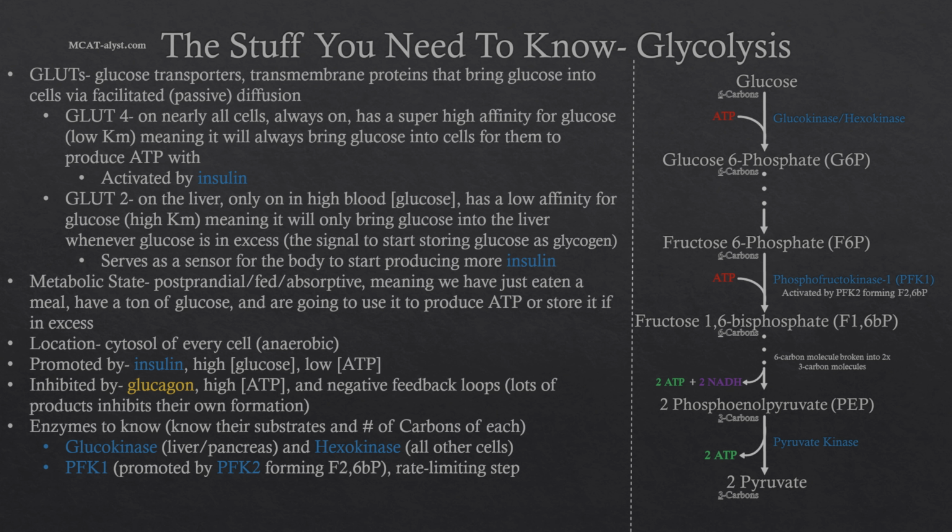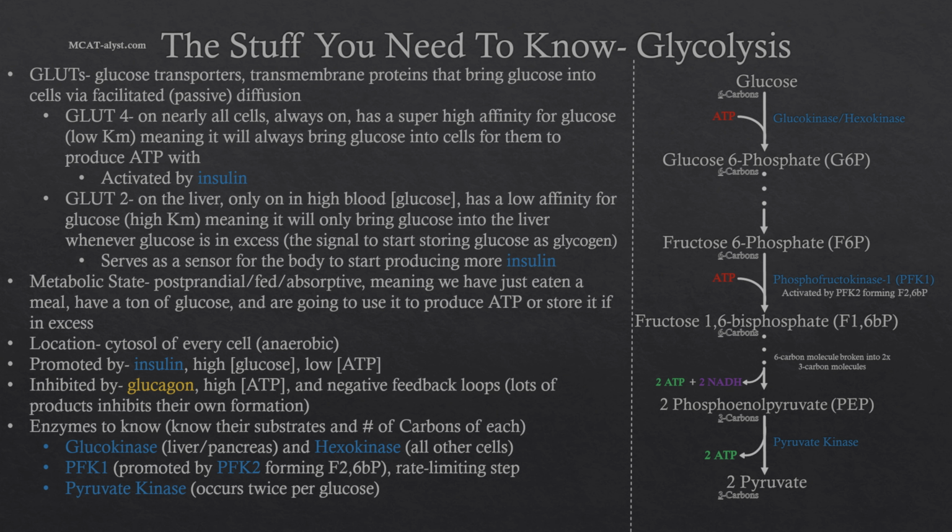PFK1 also has a way of being directly promoted by insulin because insulin will stimulate PFK2, a very similarly named enzyme, to form a molecule called F26BP, fructose 2,6-bisphosphate, which is then going to turn around and directly stimulate PFK1. So not only is insulin promoting the movement of glucose into the cells, it's also directly stimulating one of our enzymes as well. And the last enzyme that you need to know in the chain is pyruvate kinase.